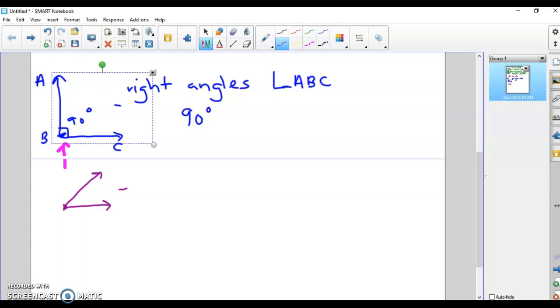And this angle right here looks a lot less of an angle than the right angle. It's a lot less open. It's more closed. This is what we call an acute angle, and it is less than 90 degrees.